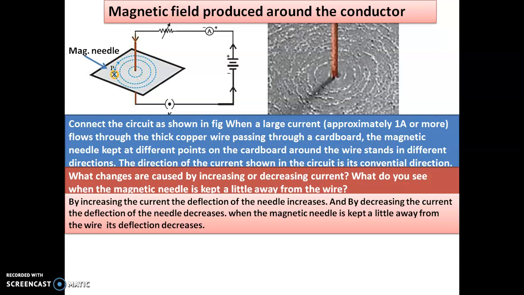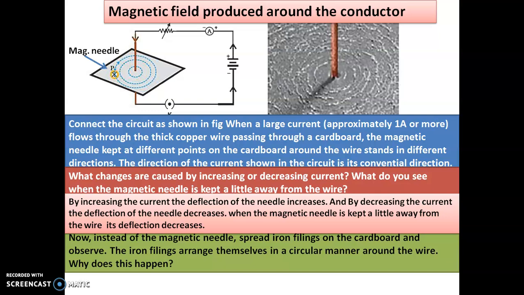So we can say that the deflection, or the magnetic field, depends upon how much current is flowing through the circuit. More the current, more the magnetic field. Lesser the current, lesser the magnetic field. And as we keep the magnetic needle away from the wire, the deflection decreases.